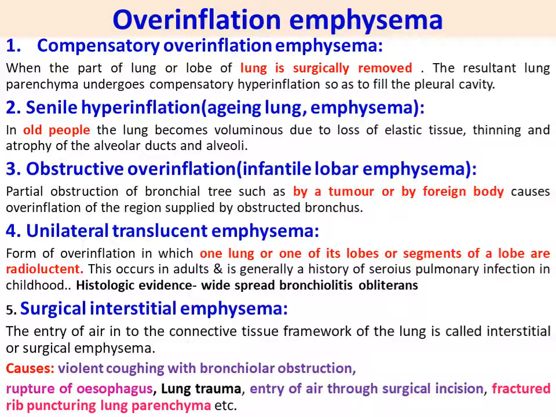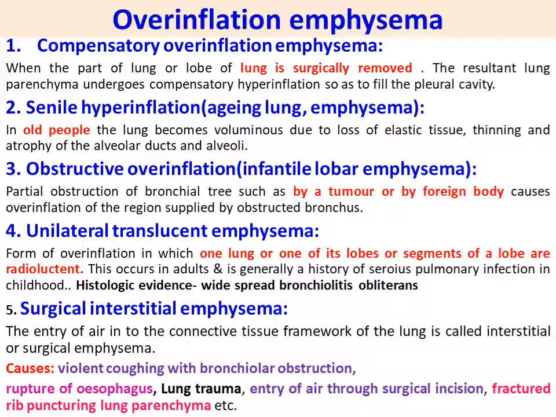As the name indicates, unilateral means a single lung or one small part of the lung is involved. You can see one lung, or one lobe, or a segment of a lobe is radiolucent. That means emphysema is in a single lung, one lobe, or one segment of the lung. A specific area is involved. So that is unilateral translucent emphysema.